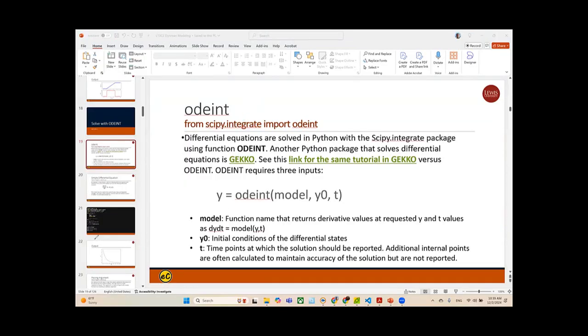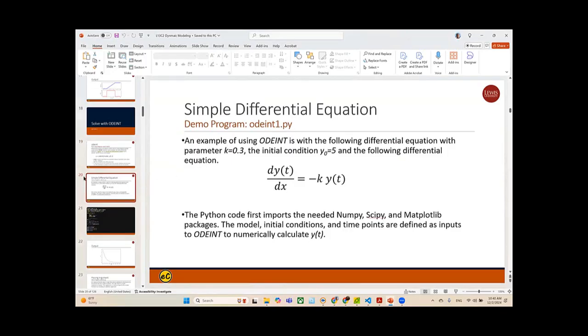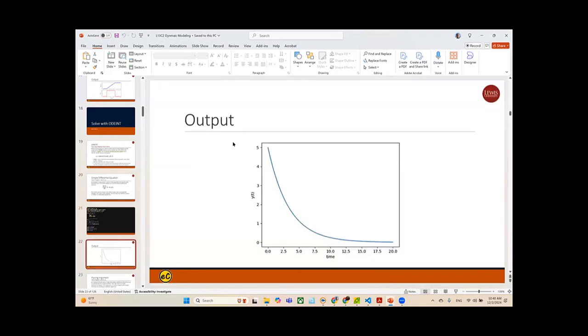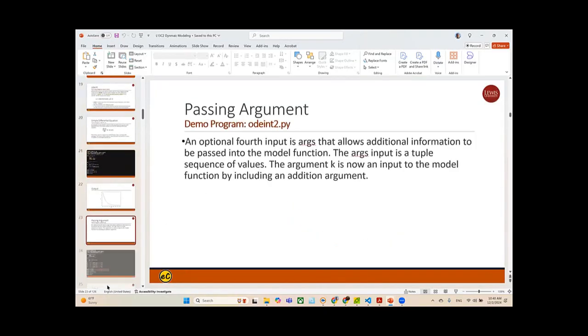You can get this ODEINT function. And there's another package called Gekko, which you can install for free. Gekko is also for differential equations. Okay, anyway, you can model the simple differential equation and you get the result like that.